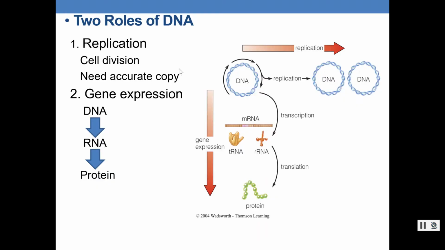So let's go to our chart. Two roles of DNA: replication, so we need that accurate copy so that when we go from one cell with one chromosome to two cells, each cell has an accurate copy. That is the first role of DNA. The second role of DNA is gene expression.